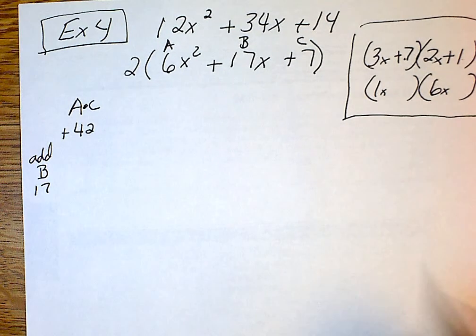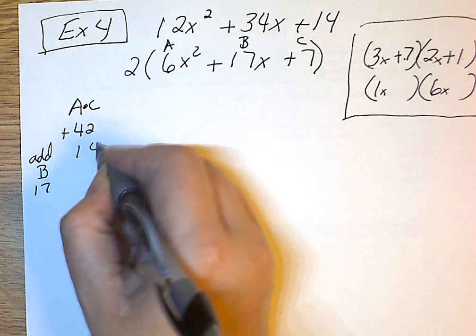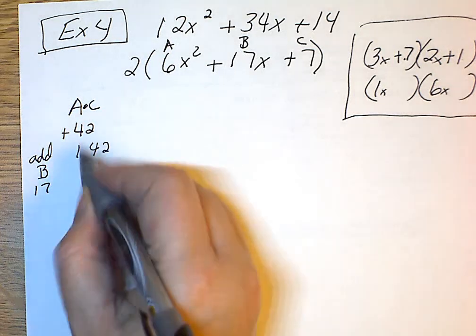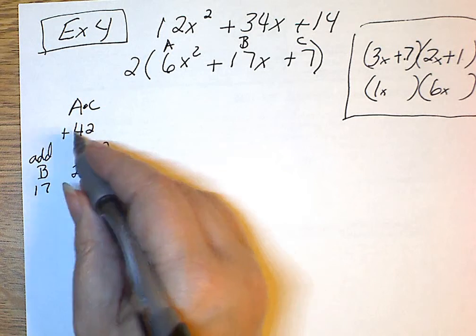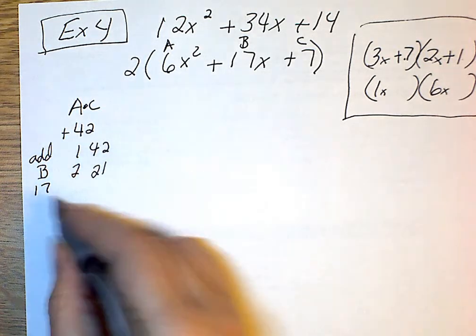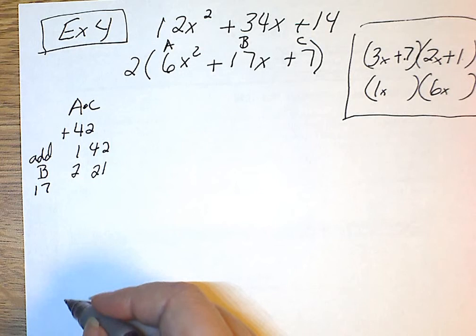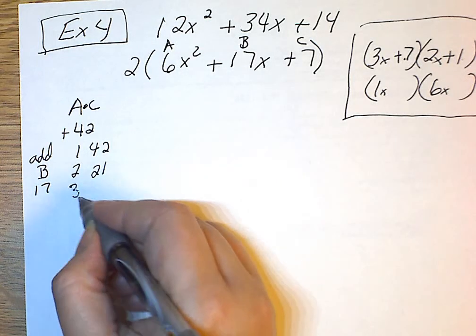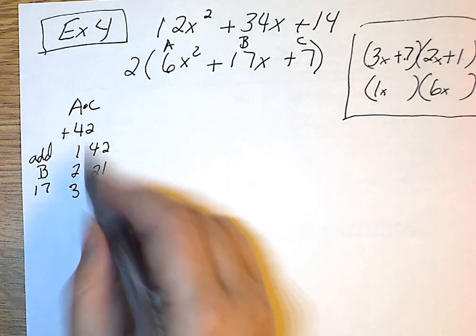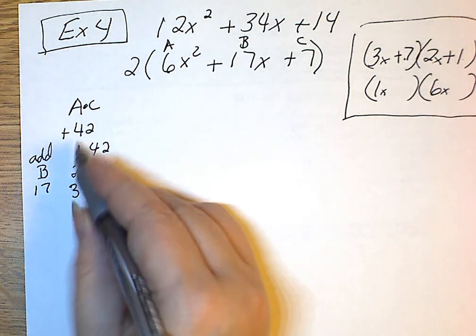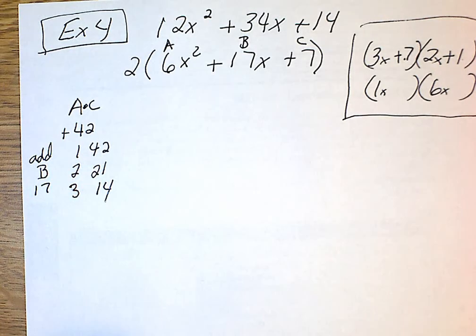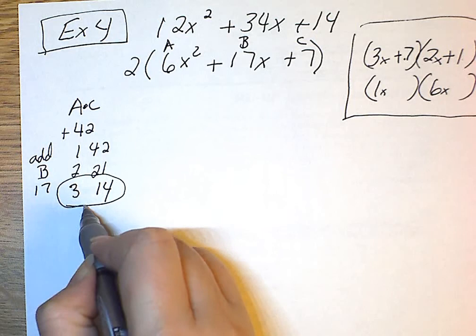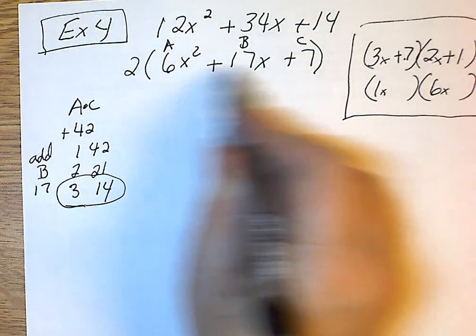Now you might say, I don't know what numbers they are, but that's okay. Then go through. 1 and 42? That doesn't work. 2 goes into it. 2 times what gives me 42? That'd be 21. That doesn't add to 17. What about 3? 3 times what gives me 42? 42 divided by 3 gives you 14. That's it. So you take these two numbers and you rewrite the middle term.